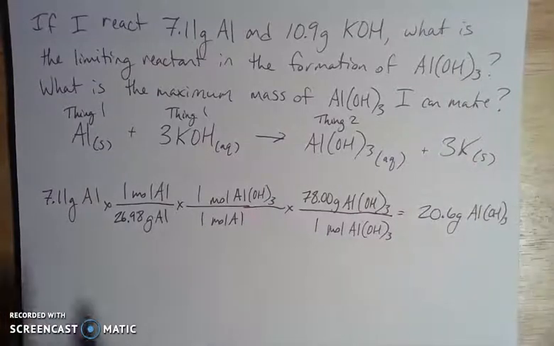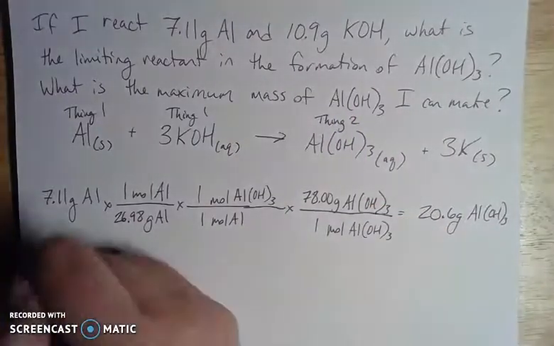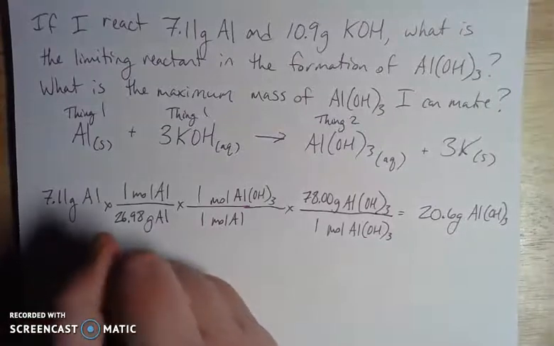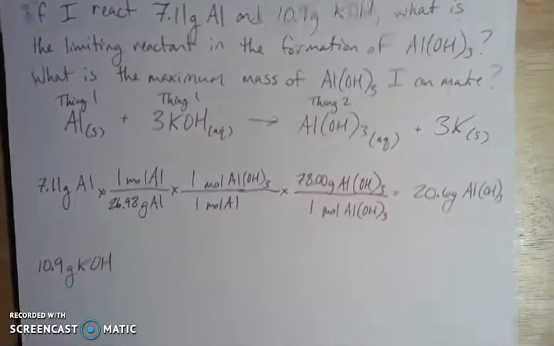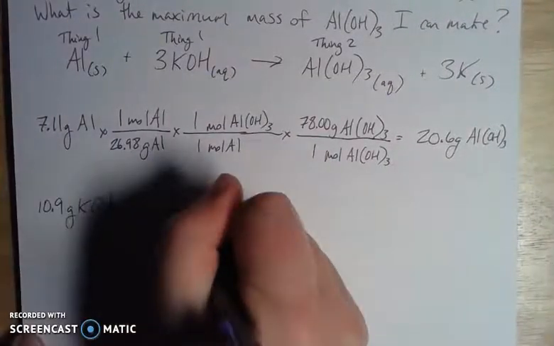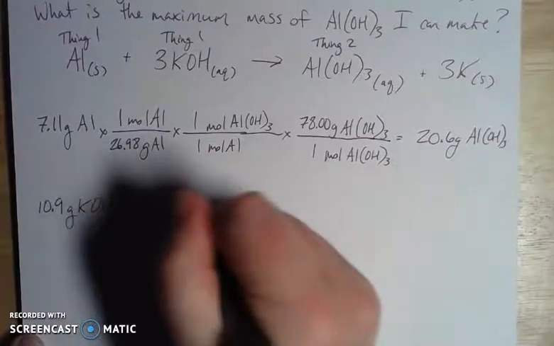This is just how much I'd be able to produce from this, but I also have this much of my potassium hydroxide. So let's figure out how much we can produce from that. We're going to do the same process again, but with a new thing 1. My new thing 1 now is my potassium hydroxide. So it's the same setup, but I need a new molar mass here. So let's go from grams of potassium hydroxide to moles.